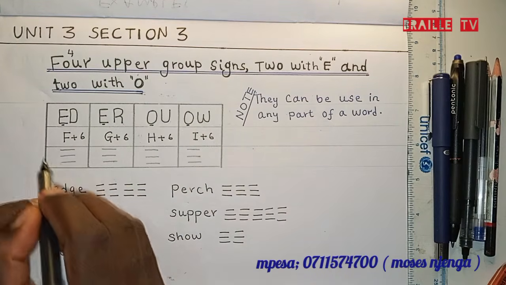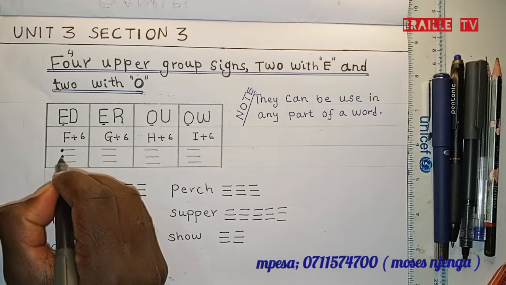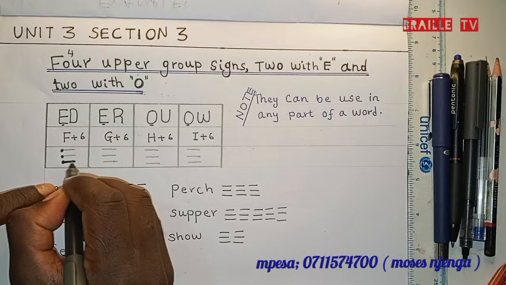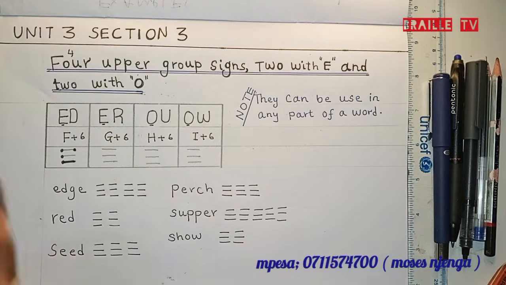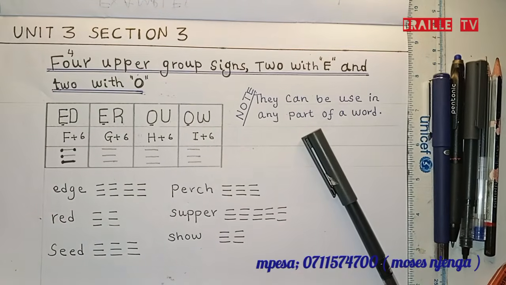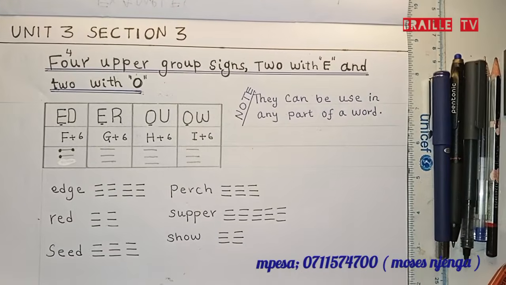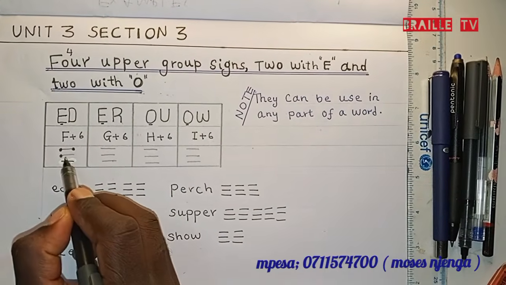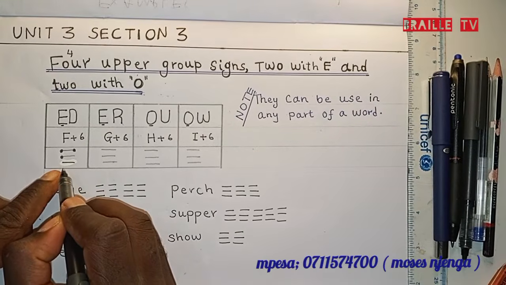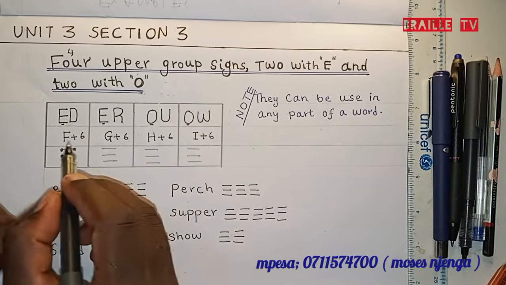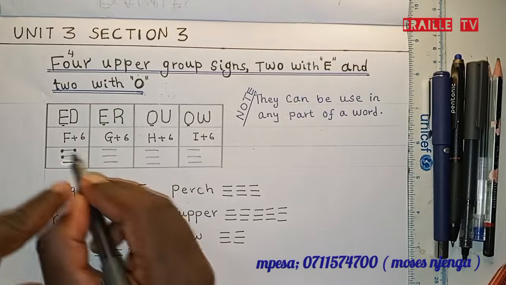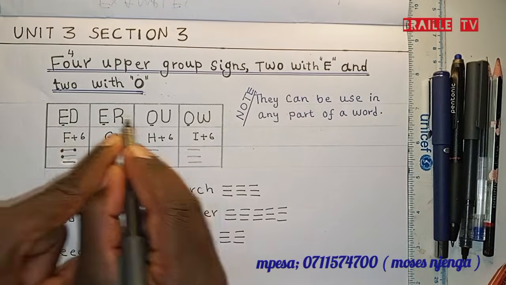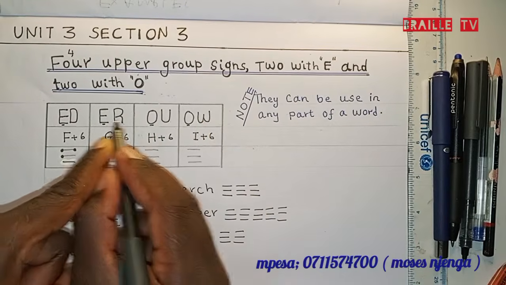Right, so this means let us write these letters in Braille. The letter F is written like this. Let us make a line here. So this one is letter F, whereby we are saying all these letters, we are going to write them in Braille here, and then we add dot 6 so that we get these group signs, 2 with E and 2 with O.